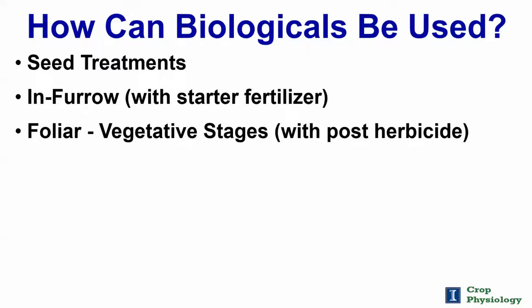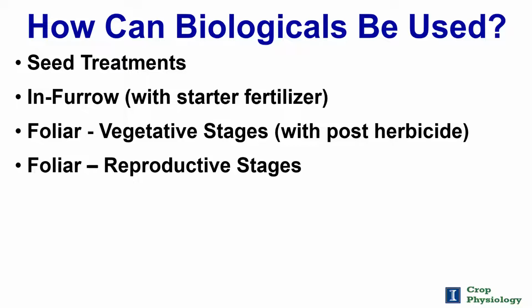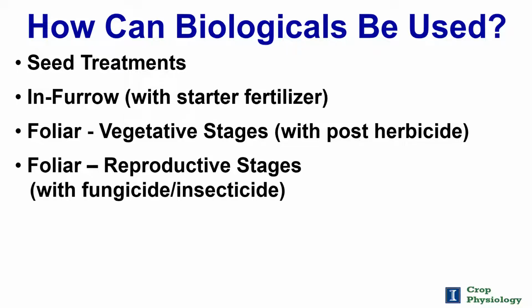Foliar vegetatives, add it to the tank with your post-emergent herbicide, or maybe reproductive when you're putting out that fungicide or insecticide. The beauty of these is you have to make those passes, right? That's part of the standard management. Weed and disease control, well, let's add another product that's the right fit for your system, and you get that free ride of application. So product cost here is, for the most part, all you have to pay when you pair it with other practices.